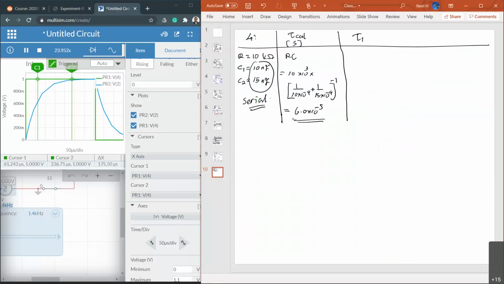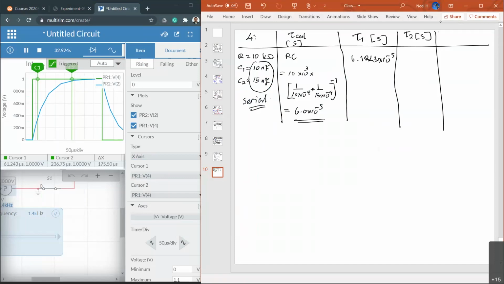Now for the tau 1, for the charging curve, I'm getting about 61 microseconds, which means 6.1. You have to read all the numbers. Okay, 6.1243, 1243 times 10 to the negative 5. Micro is 10 to the negative 6, but there's a 61, so I can get rid of one decimal place, right? So that is tau 1 for the charging curve. Unit should be second. And then let's do tau 2, unit second, by using the discharging curve.